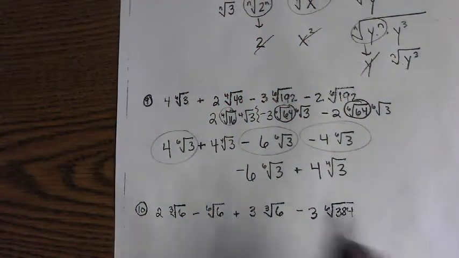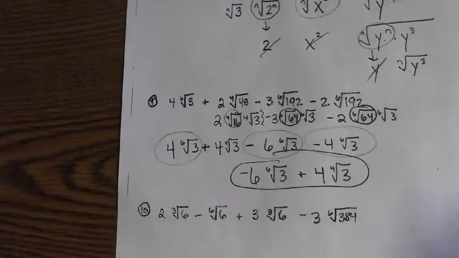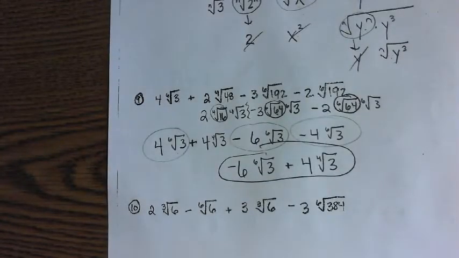Remember, this really highlights the fact that these are not combinable. They're both radical 3s, but one's a 6th root and one's a 4th root, and you cannot do that. Good? Any questions?